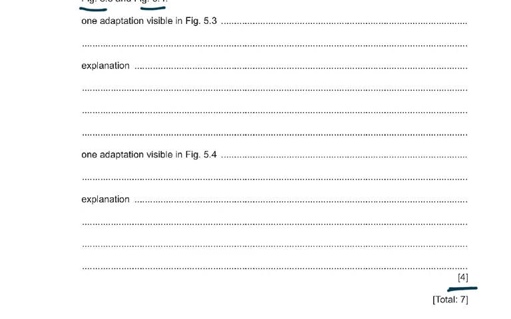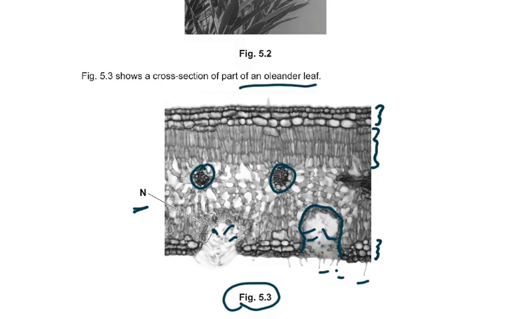Now, one adaptation in 5.3. Let's go back to 5.3. 3 layers of thick walled cells at the upper surface. What will that do? Reduces diffusion of water vapor to the atmosphere, which reduces cuticular transpiration. Then no stomata on the upper surface, stomata only on the lower surface, stomata not exposed to direct sunlight. Then this will be 2 points.